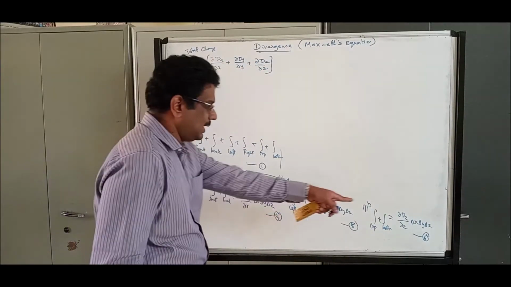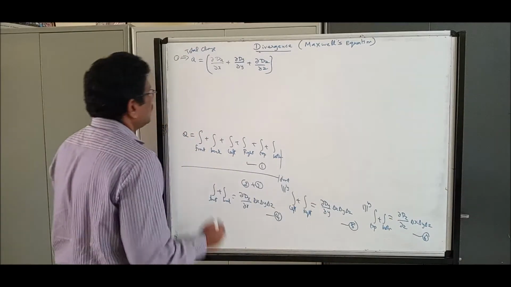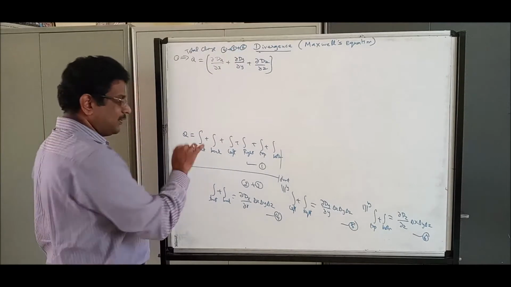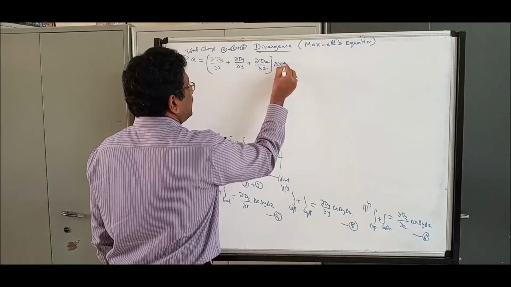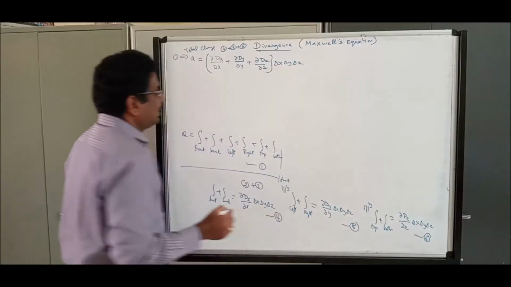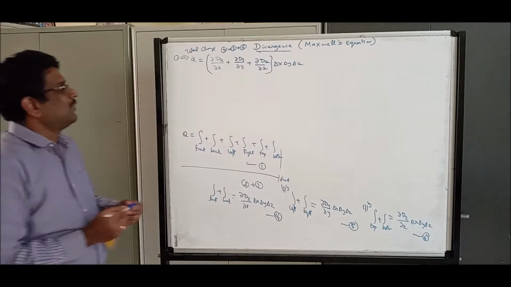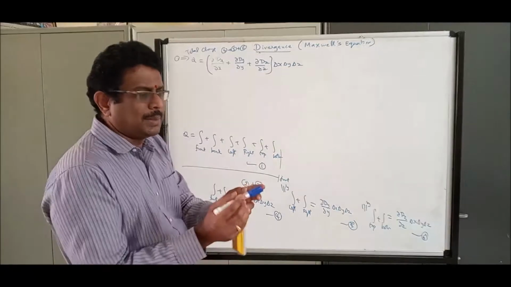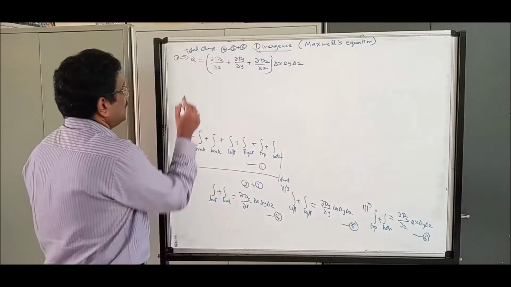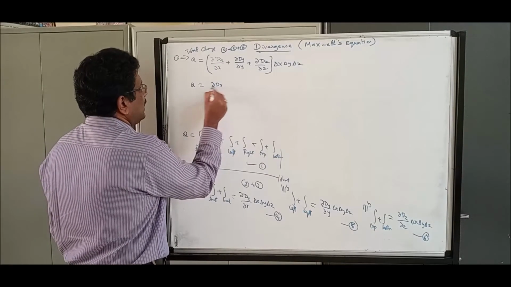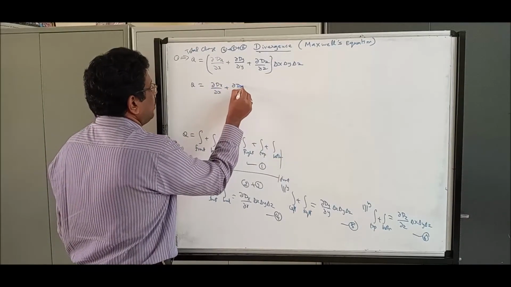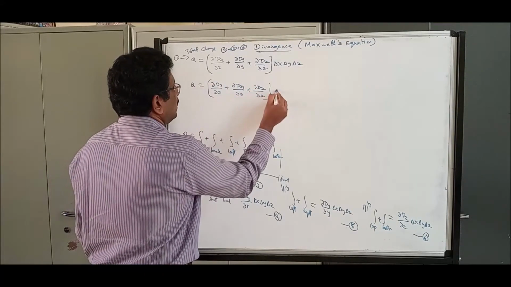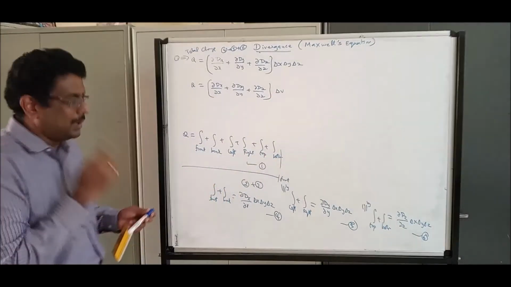Because if you add equation 4 plus equation 5 plus equation 6, and substitute in equation 1 and take common Δx Δy Δz, that is the definition for the total charge. Please remember. And this Δx Δy Δz is nothing but the volume ΔV. So I can say Q equal to (∂Dx/∂x plus ∂Dy/∂y plus ∂Dz/∂z) into ΔV. This is nothing but the elemental volume.